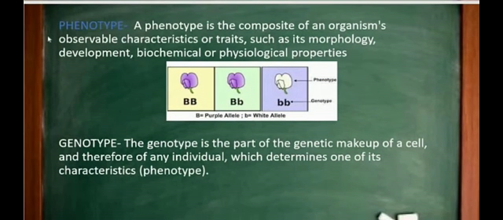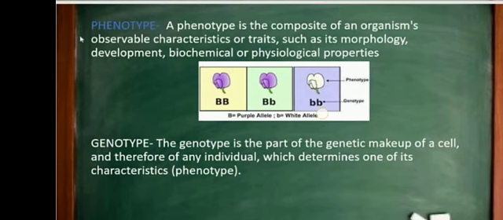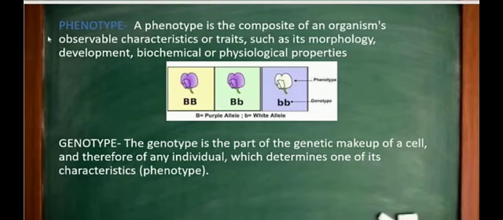So here, if we can see, this is a purple colored flower. This is the purple allele. Capital B is the purple allele and small b is the white allele. So the phenotype will be white. It will look white. So that is its outer appearance. Its morphology is white.